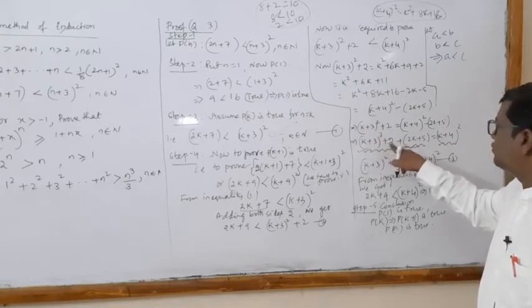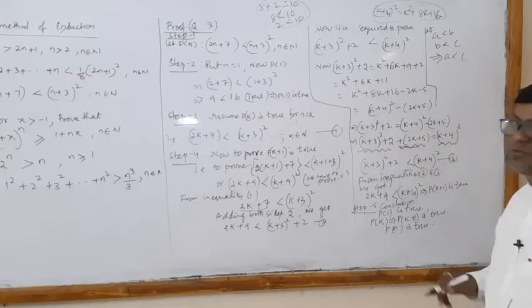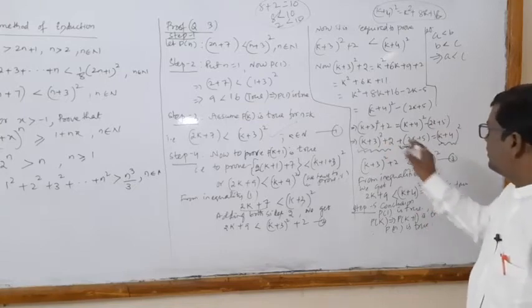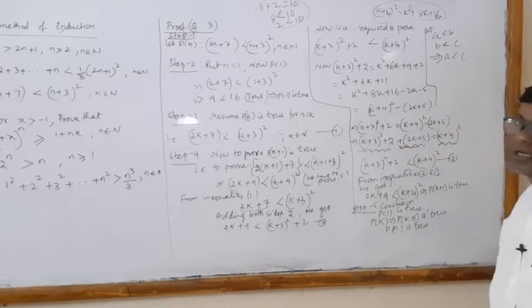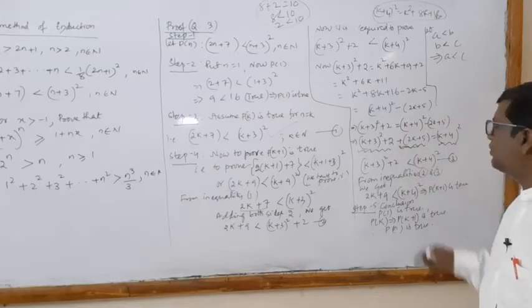Now (k plus 3) whole square plus 2 plus (2k plus 5) is equal to (k plus 4) whole square. Now the sum of two terms is equal to (k plus 4) whole square. Each individual term must be less than (k plus 4) whole square.